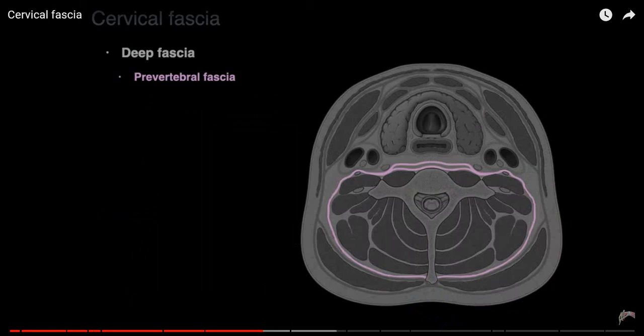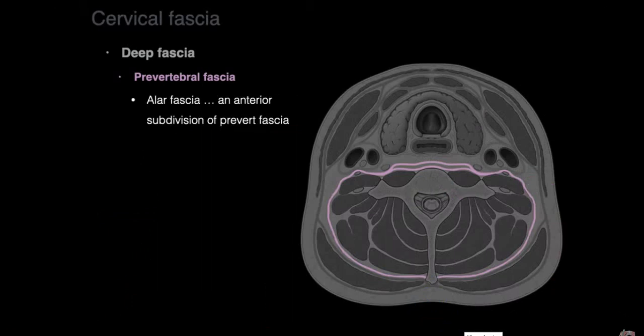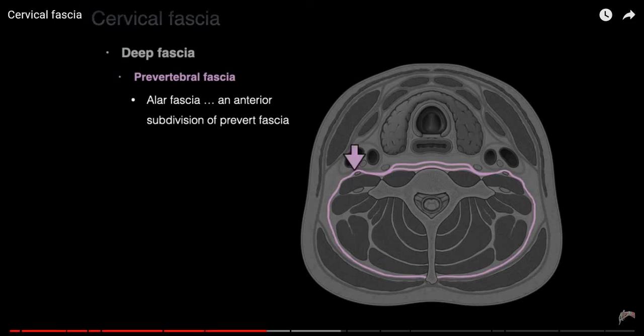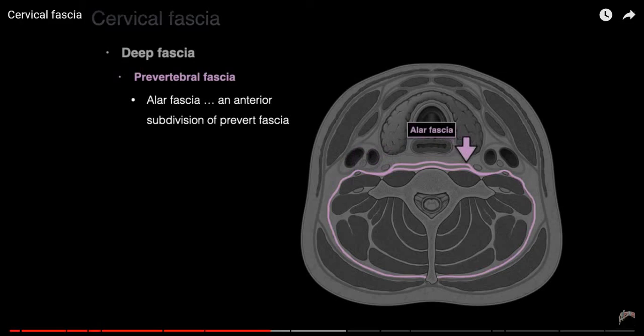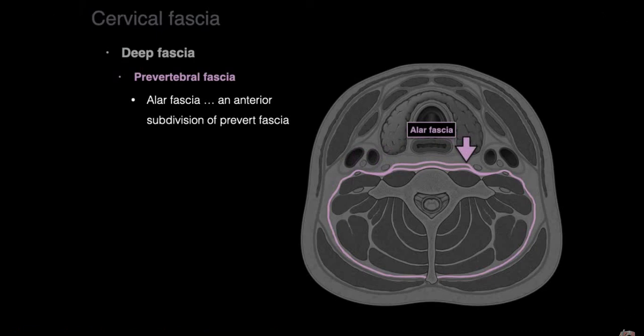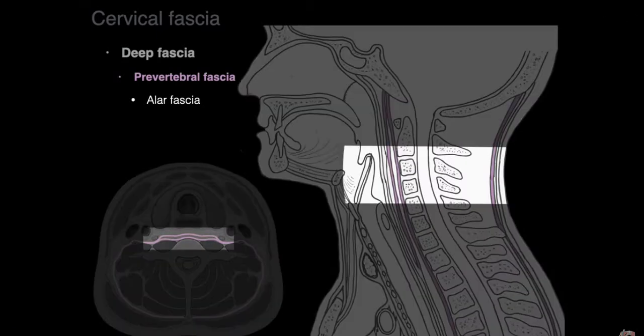And so the prevertebral fascia also has something called the alar fascia. It's an anterior subdivision of the prevertebral fascia. Let's watch. As the prevertebral fascia approaches that transverse process, it separates and forms this anterior lamina called the alar fascia. Basically, the prevertebral fascia along the front has two layers. So in sagittal section and the cross section, we can see prevertebral, alar fascia, prevertebral, alar fascia in that section.